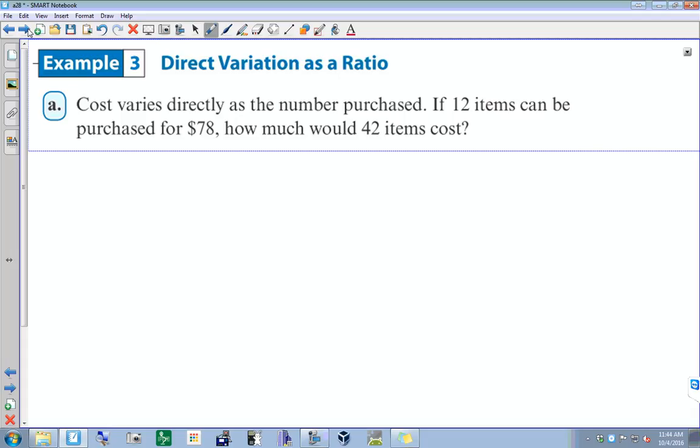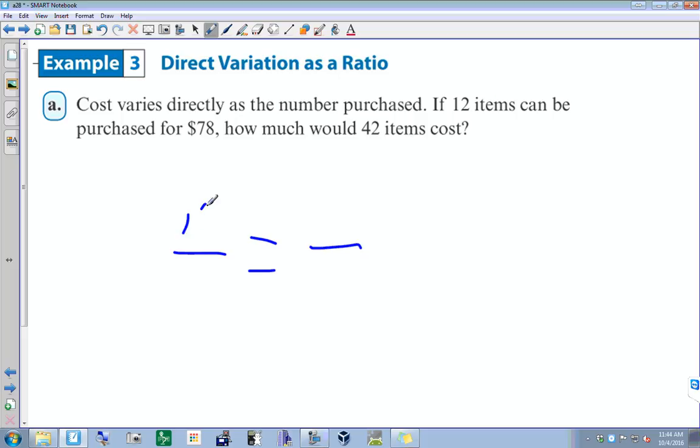Now, when I get things like this, I tend to set them up as a ratio because the other way of dealing with it is really a pain. Okay? So, ratio. 12 over 78. Now I got 42.